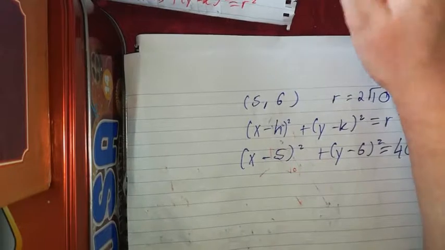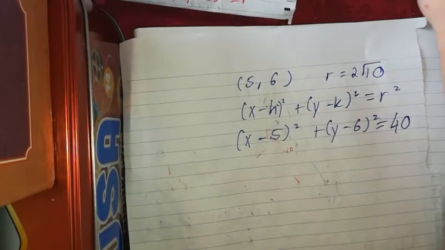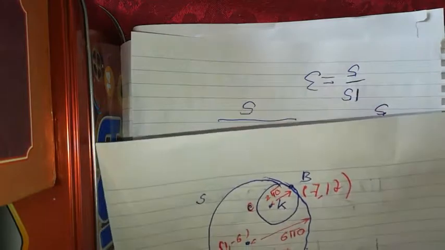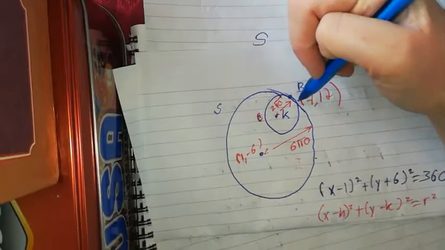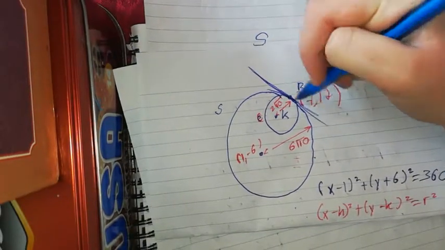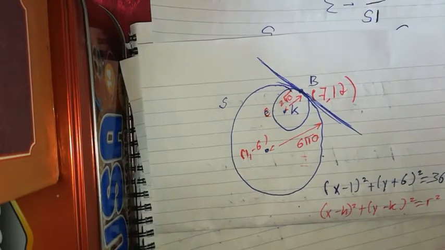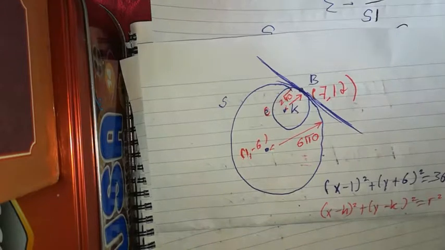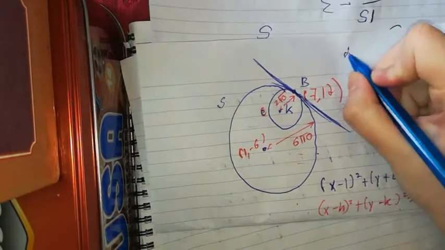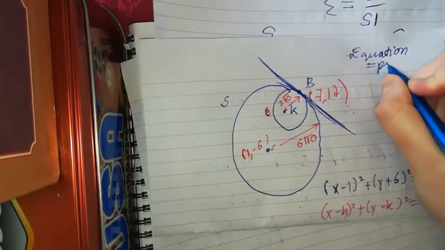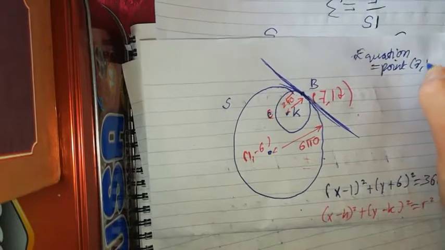And then what it asks us to do is find the equation of the common tangent at B. Well, that would be this tangent here that cuts both circles at B. And if we want to get the equation of the tangent, the first thing we're going to need is a point and a slope. We have a point, which is (7, 12), and we need a slope.